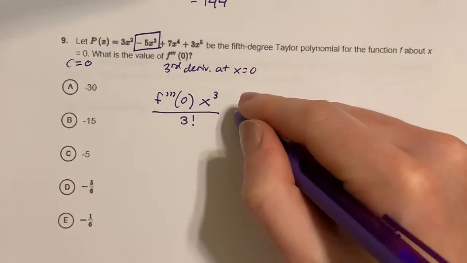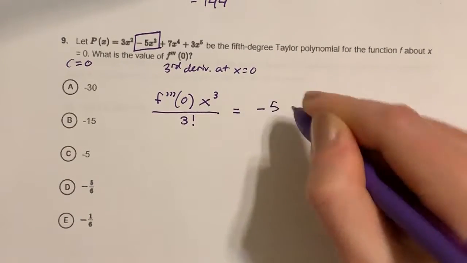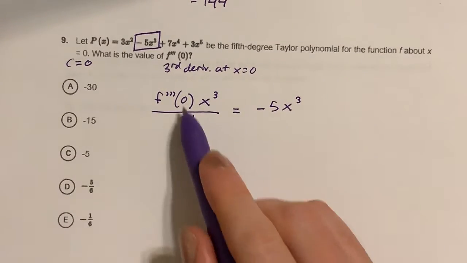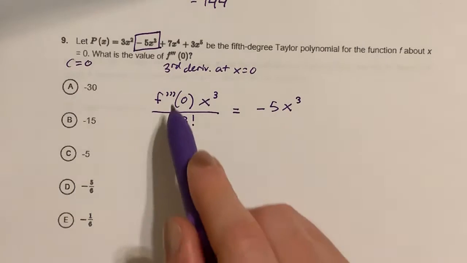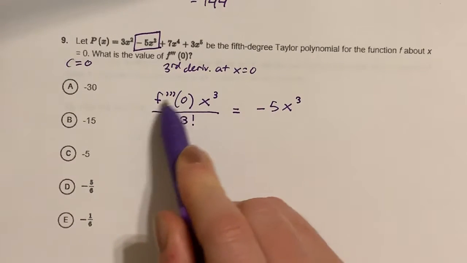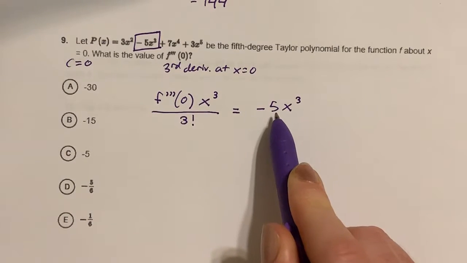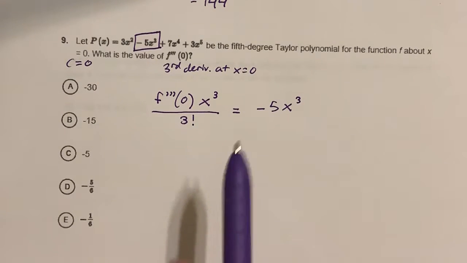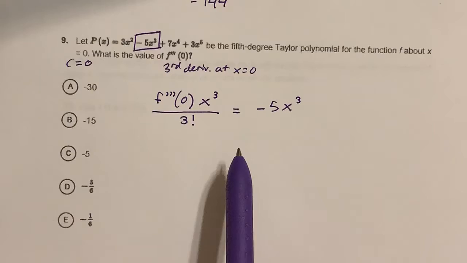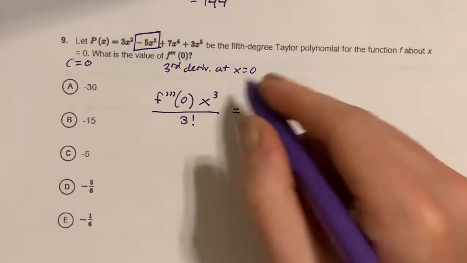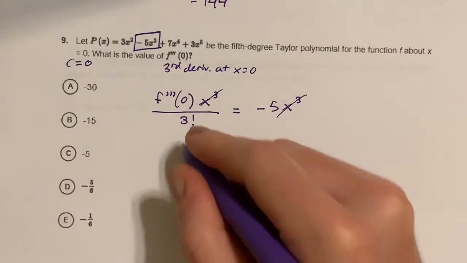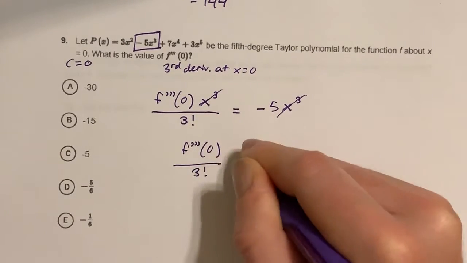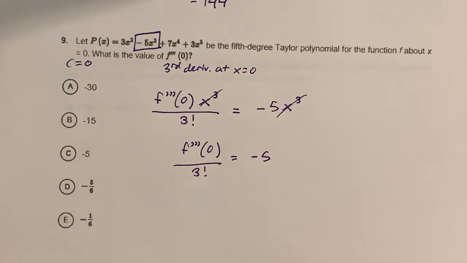So I'm going to set those equal. I'm going to say this formula should have resulted in negative 5x cubed, and I can work backwards to see what this number would have to have been to get negative 5. So I'm going to solve this equation. It's just an algebraic equation at this point. They both have an x cubed, so I can cancel that out. And I'm left with the third derivative at 0 divided by 3 factorial equals negative 5.